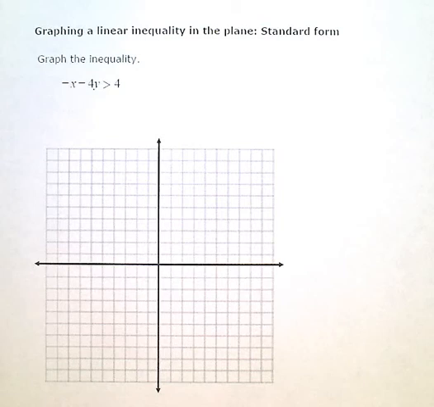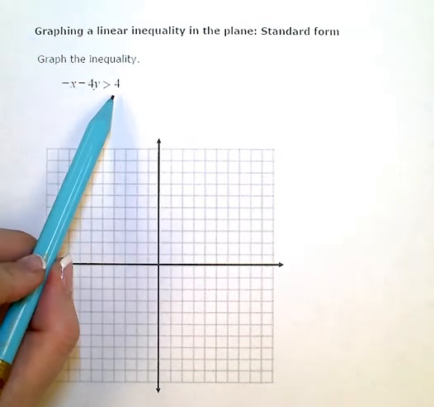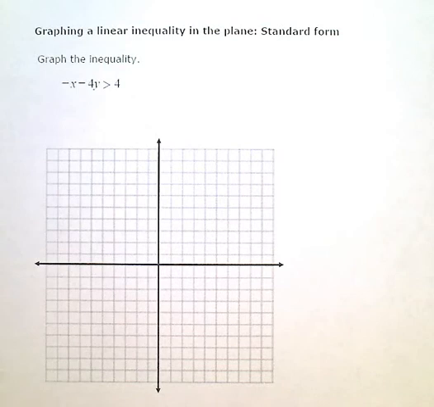Graphing a linear inequality in the plane, standard form, example 1. So I need to graph this inequality. My inequality right now is in standard form, or in other words, the x and the y terms are together on one side of the inequality symbol, and the constant term is alone by itself on the other side of the inequality symbol. So the first thing that I need to do here is solve this inequality for y.